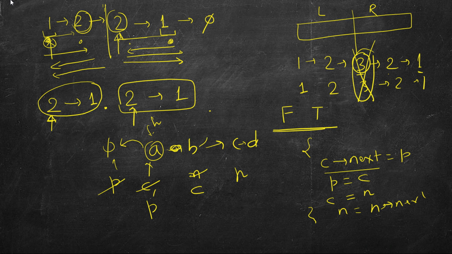So next of B will be A. And then again, we will move all these pointers to the right. And finally, D will point to C, C will point to D, and there will be nothing left. So next will become null. So this is how we reverse the linked list.